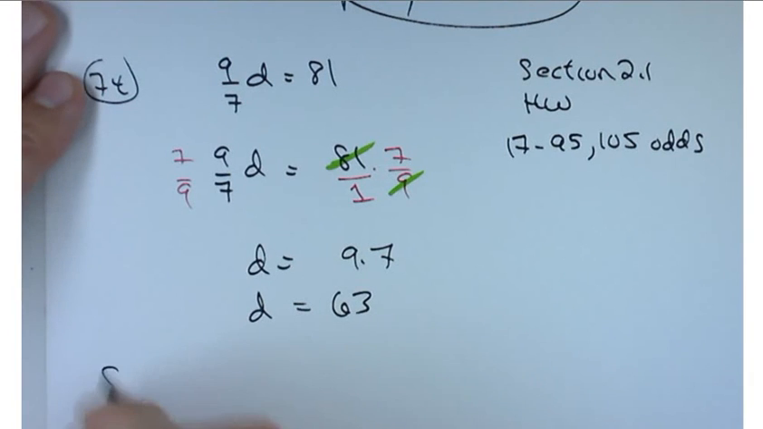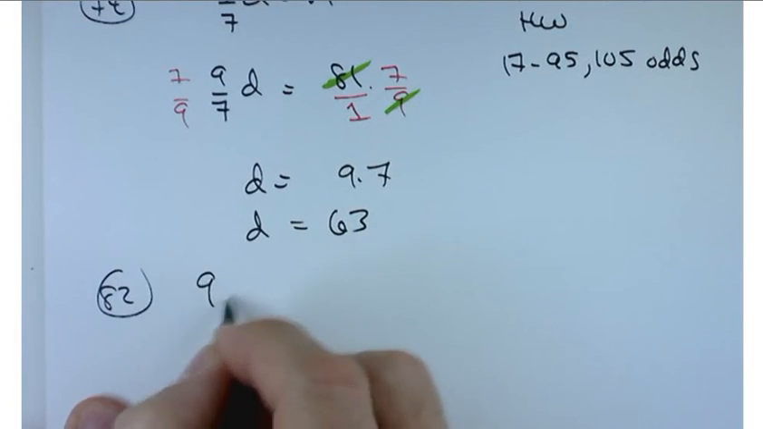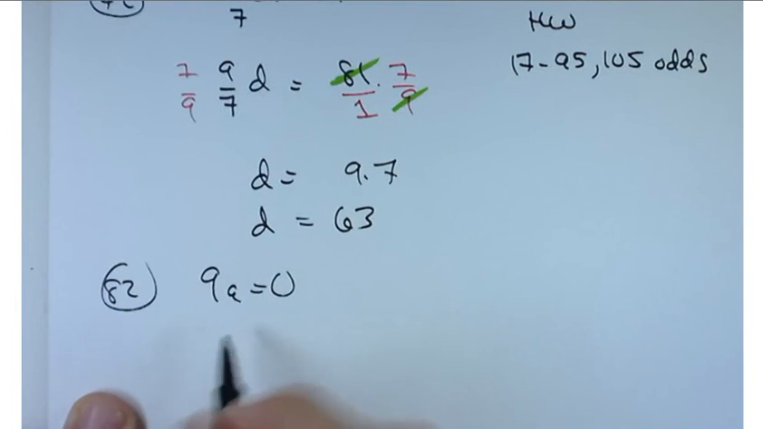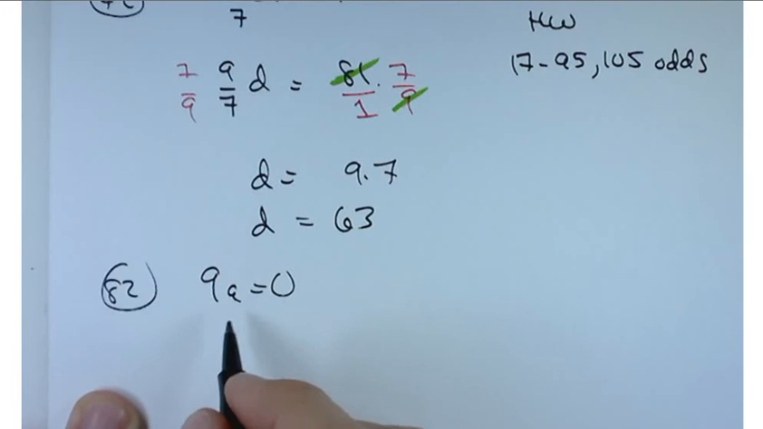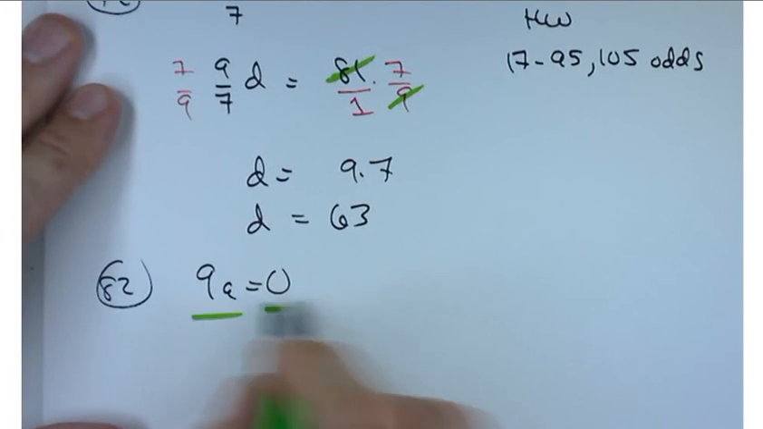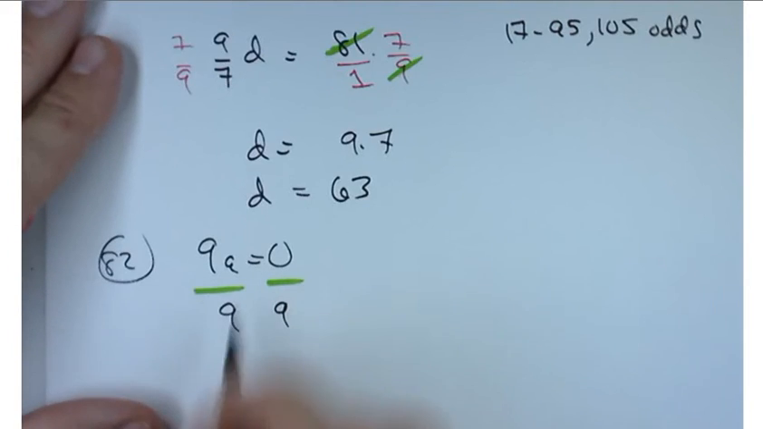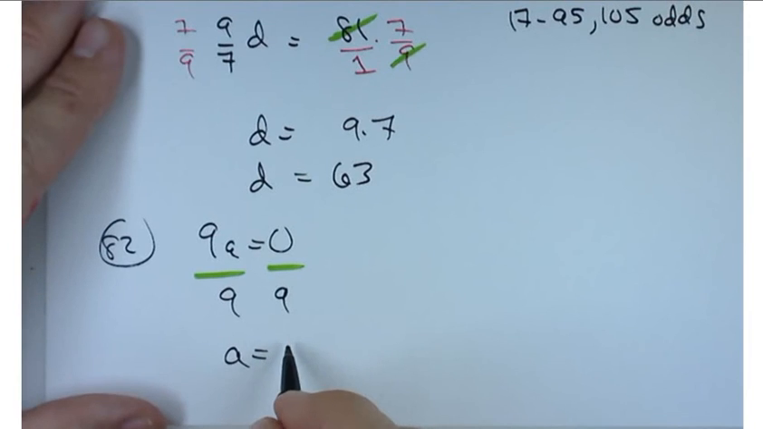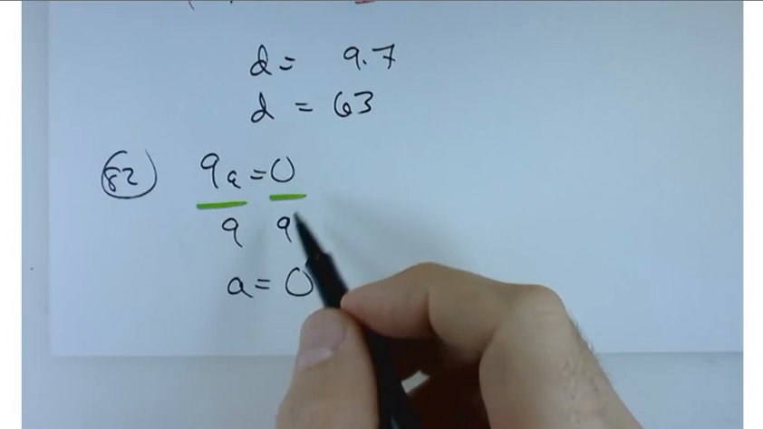Last one, really super quick. 82. 9a equals 0. A is being multiplied by a number, so the opposite of that operation would be to divide. What does A equal? 0. How would it be undefined? In what circumstances would you get undefined here? Yeah, if you're dividing by 0, that's when you get undefined.